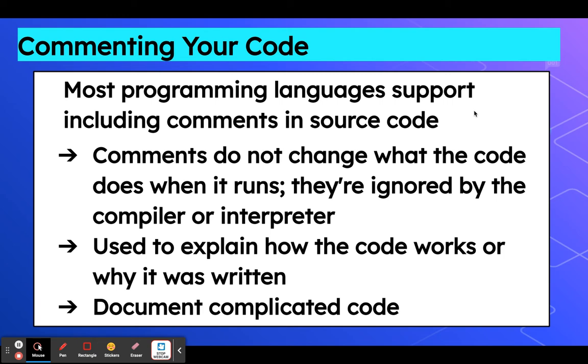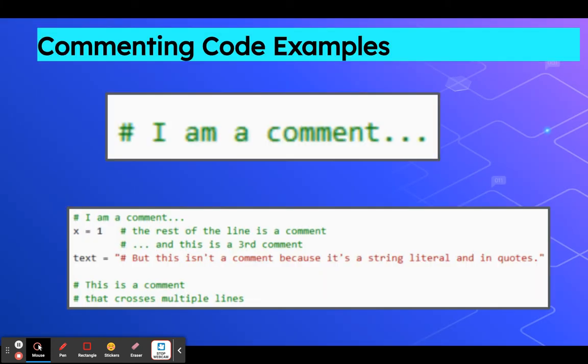Most programming languages support including comments in the source code, but they don't mean anything to the program. It's just something for you to think about. It's not in the code; it is ignored by the compiler or the interpreter. It's just something that will spark your memory, used to explain how the code works or why it was written. Usually it goes like that: hashtag, I am a comment. You can see here how Python writes this out.